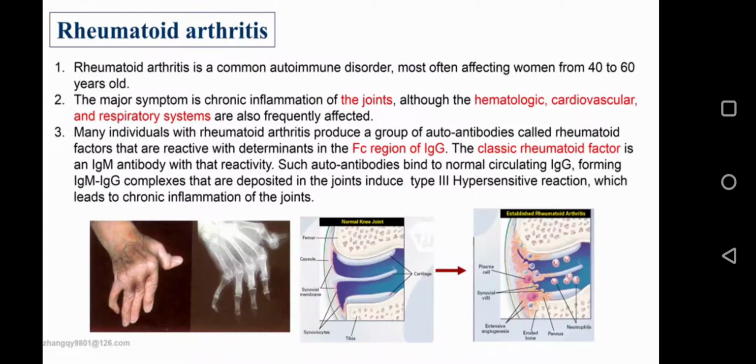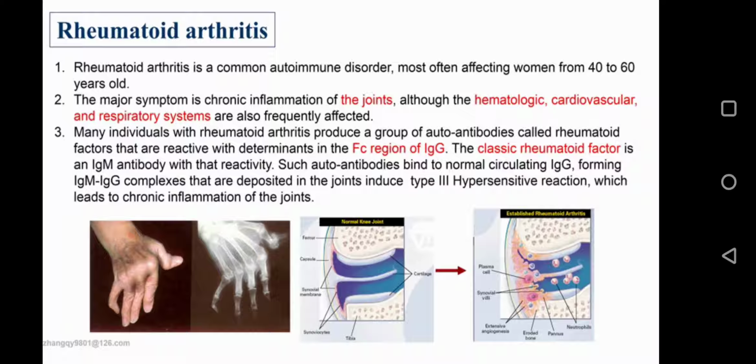Another disease is rheumatoid arthritis. For the patient with rheumatoid arthritis, they may have damage in the joint. In the joint, we know that the individuals may react to the Fc fragment of IgE. And this fragment will be considered as a foreign antigen, and will induce an IgM antibody.